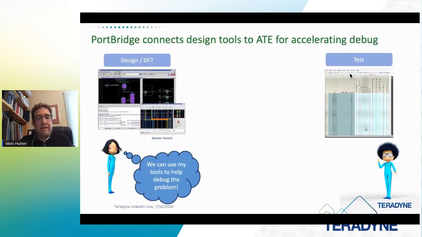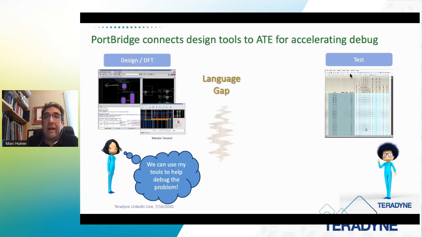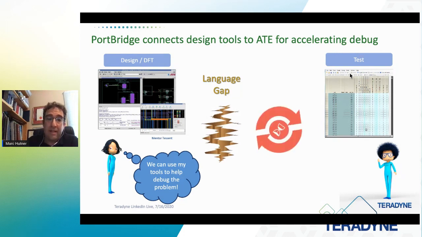So what we did at Teradyne was tried to connect these two worlds so the people can collaborate better. So it's really, I have a debug problem from the design side, and the test engineer is seeing a fault. And how do we address that language gap I talked about previously? And how do we address that cycle time problem?